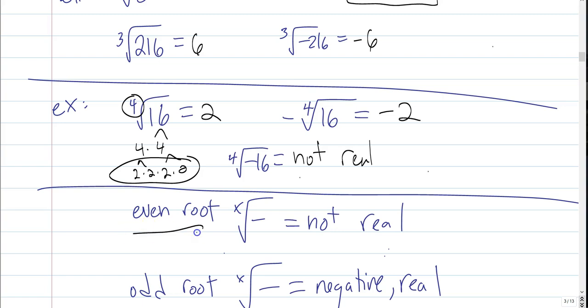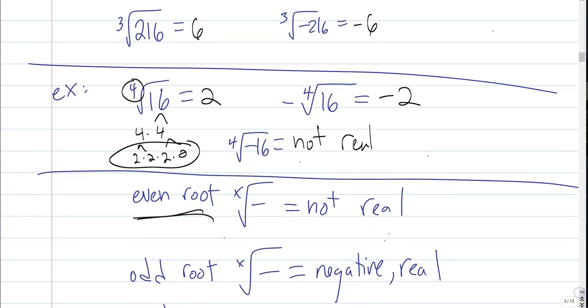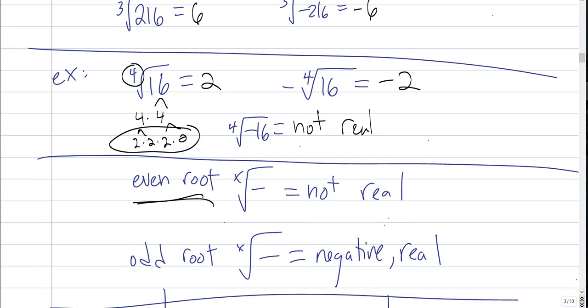If it's ever an even root and we have a negative, it is not real. If we ever have an odd root, okay, if x is the odd root, so a third root, a fifth root, a ninth root, then the answer will be negative and very real. Okay, so even roots, any negatives in there are not real. Any odd roots, we can actually have an answer. An odd number of negatives makes a negative.